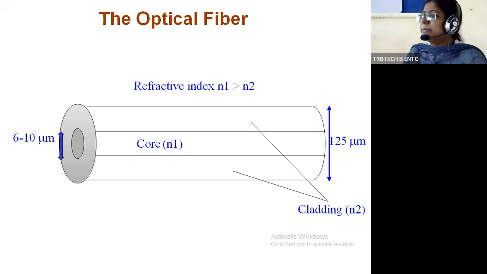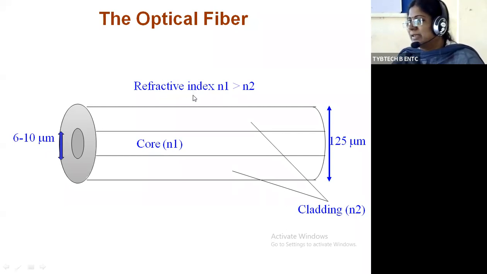And these are slightly different. It is not that the core's is 1.4 and the cladding's is 1.7. They are very slightly different. For example, N1 will be 1.47, N2 will be 1.46, or the difference is 0.02 in decimals or so. But that difference is there. So the first condition for ray theory of light is N1 should be greater than N2. Why that is applicable, that we will see. But you first understand N1 should be greater than N2.